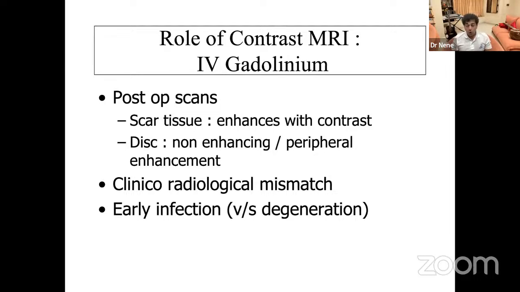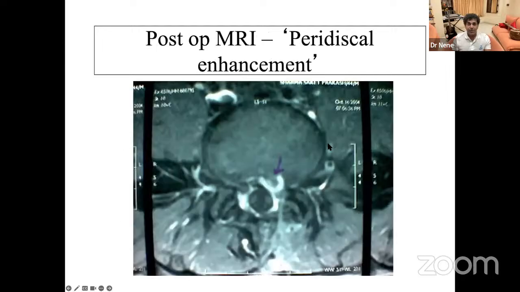Okay, the role of a contrast MRI is to create a better contrast. You saw T1, T2, but you wanted a better, sharper contrast. You give a gadolinium dye, which is actually kidney sensitive. So if someone has a renal issue, you can't do that. And that can enhance a lot of structures. For example, this is peridiscal enhancement. We'll talk about this a little later.